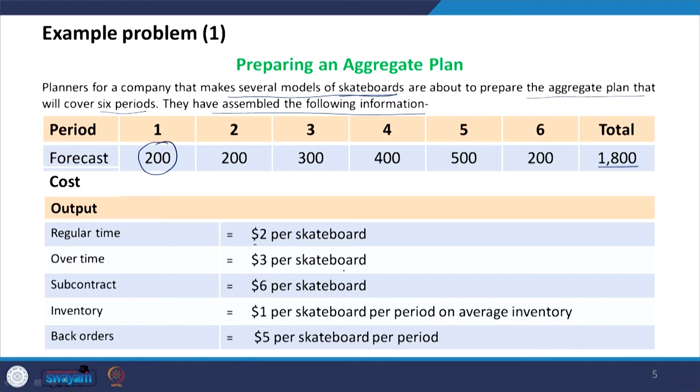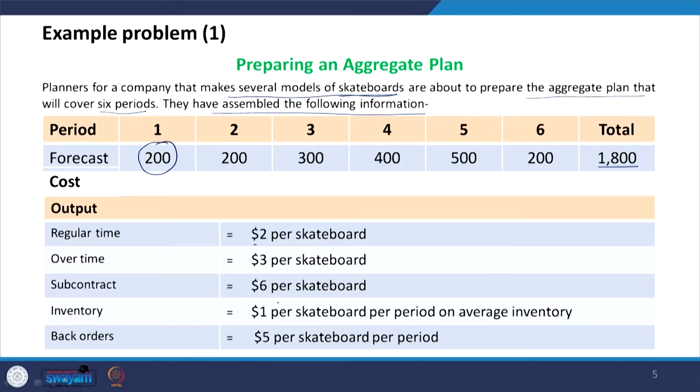Please always remember the overtime cost will be higher than the regular time cost, because as per our personnel law, we have to pay higher rates if somebody is working in the overtime period. Then the subcontract: if you are giving it to some other vendor to prepare skateboards on your behalf, it will cost you $6 per skateboard. Then the inventory related cost is $1 per skateboard per period on average inventory.